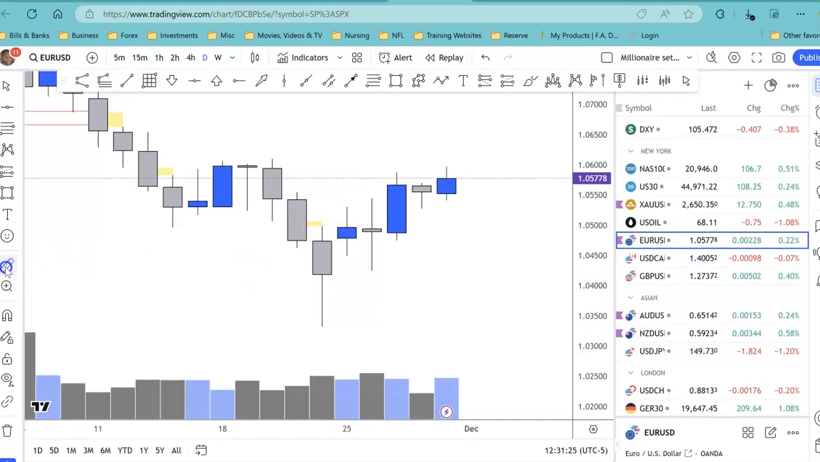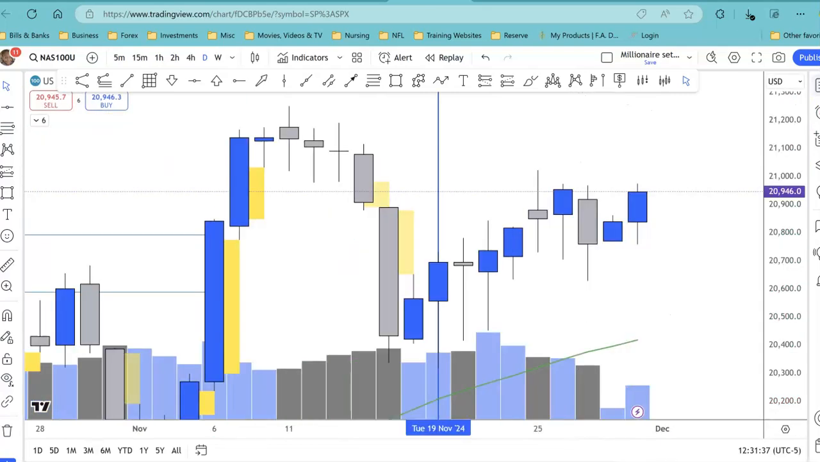On this next day, which is November 25th, only about 80 pips was traded for the entire day. So that's the difference between indices and regular forex pairs.